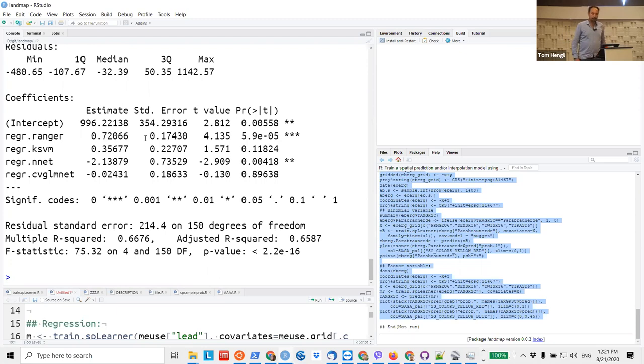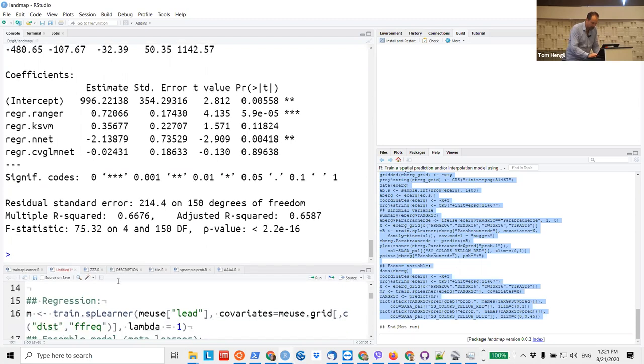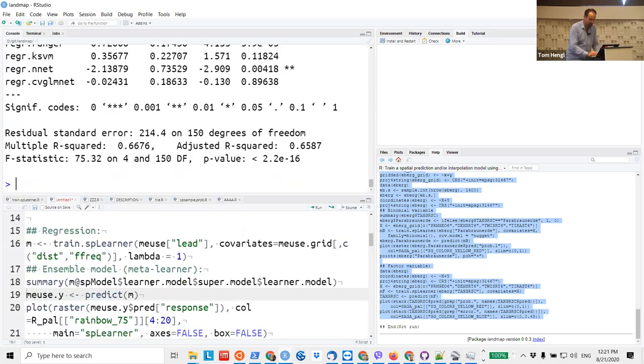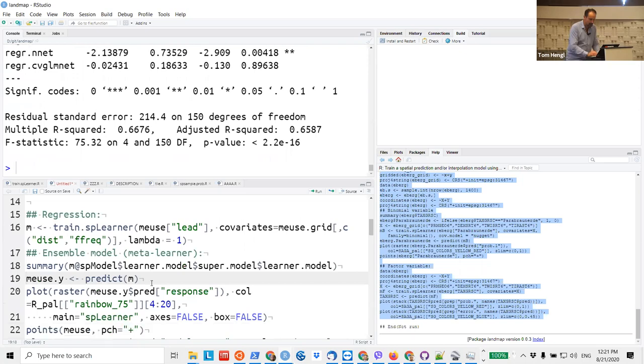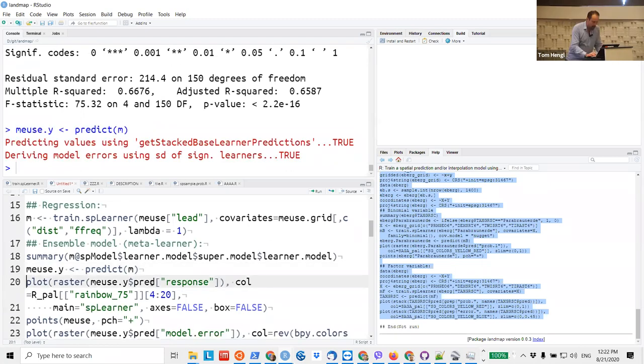And so when I make the prediction, let's make a prediction. And now I just say predict M. You see the code is compact. So you say fit the model, predict, basically, that's it. You make the prediction and it predicts the response and also predicts each individual learner. Then it calculates the standard deviation of the significant learners. So it takes the insignificant learners out and calculates the cumulated standard deviation per pixel. And then it looks like this.